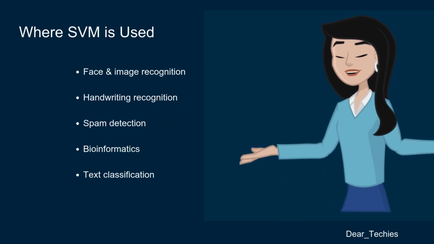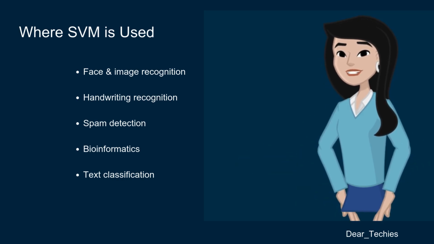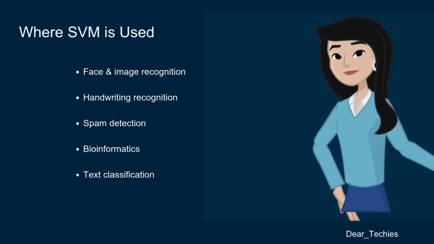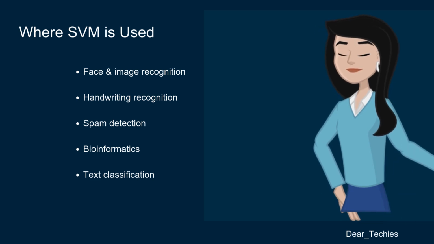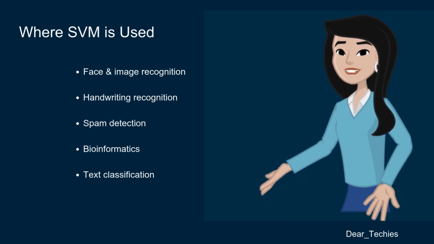SVM is used in many real-world applications, including face detection, handwriting recognition, spam filtering, and bioinformatics. It's especially good when the dataset is not too large and has a clear structure.